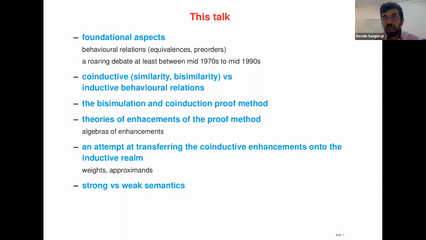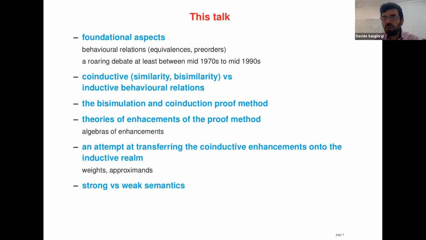And also the enhancements make it possible to use the proof method more easily in new settings. In fact, the proof method is used not only in concurrency theory, where it was discovered by Milner and Park, but also outside concurrency theory in many areas of computer science, as well as beyond computer science.